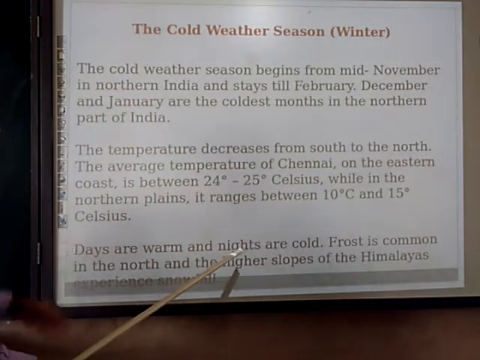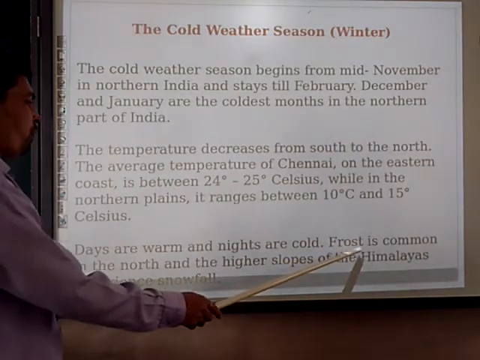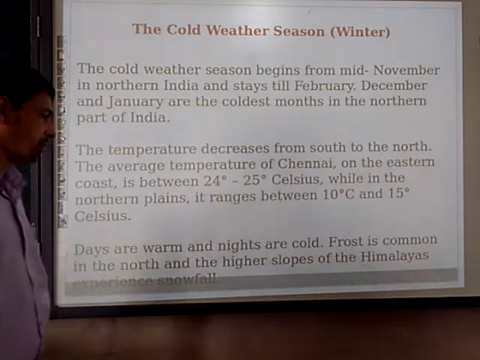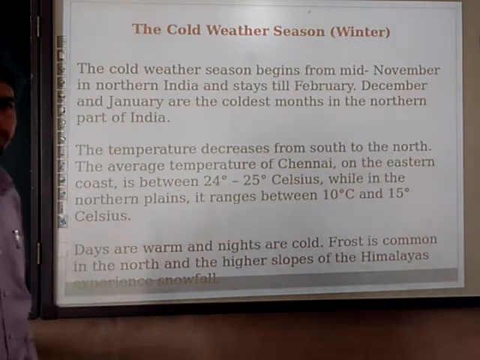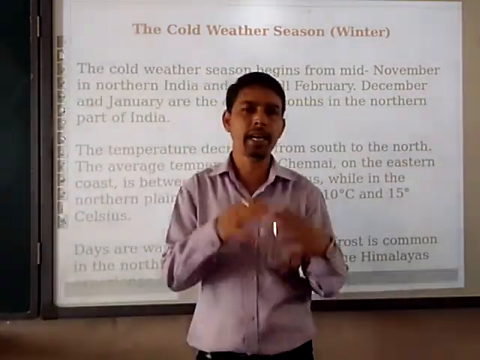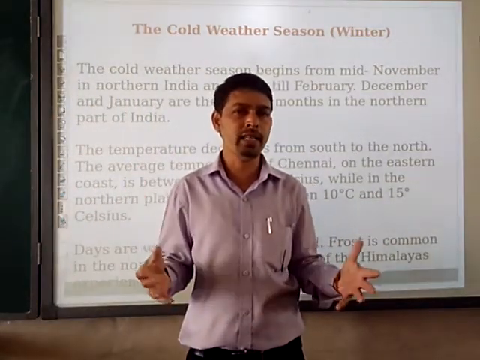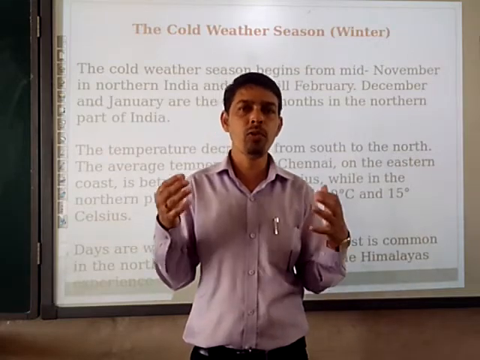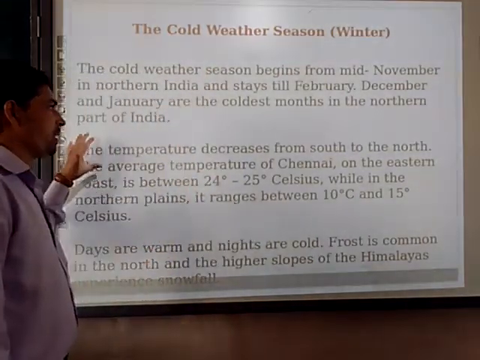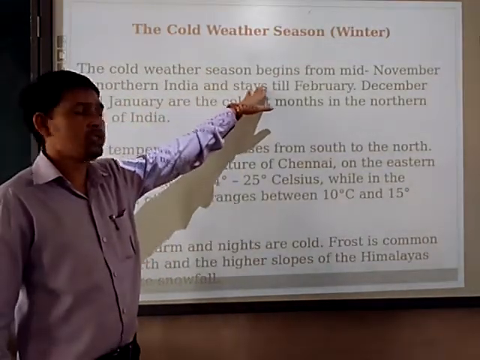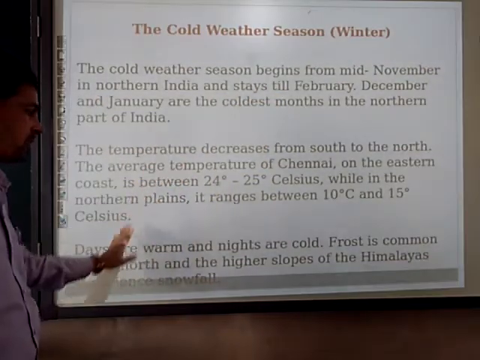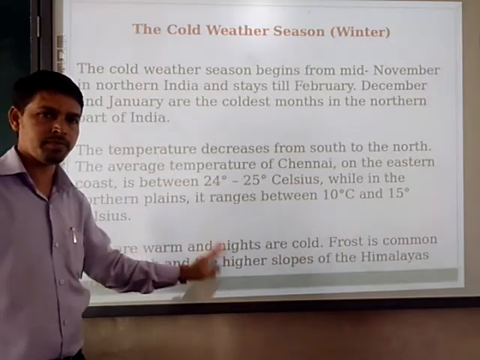Days are warm and the nights are cold. Frost is common in the north, and the higher slopes of the Himalayas experience snowfall. In winter season only, you see fog in the atmosphere. So nights are lengthier and the days are short. So we are noting the characteristics of the winter season here, and please write step by step from which month it starts, what the temperature will be, in which areas, and what other specific things there are.